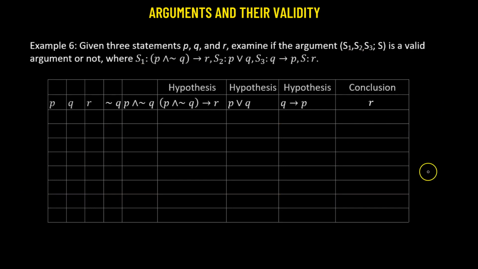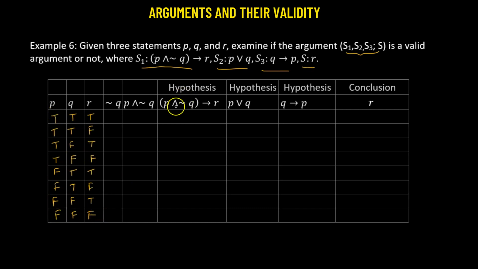So we have example number 6. Given three statements P, Q, and R, we have to examine whether this particular argument is valid or not. Here we have three hypotheses, S1, S2, and S3, and the conclusion S. Since there are three statements P, Q, and R, let's list out all the possible truth values. Now, in order to find the hypothesis, we need to find the negation of Q. Then we take the conjunction P and not Q.